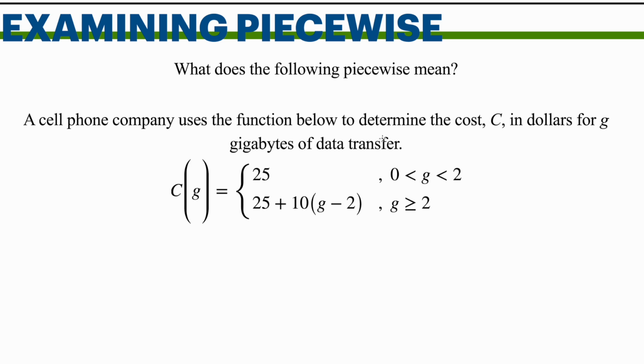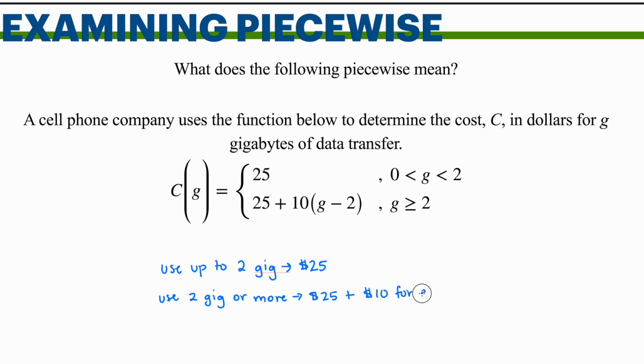So basically it's saying that if you use up to 2 gigabytes, then it's only going to cost $25. If you use 2 gig or more, then it's going to cost $25 plus $10 for each gig over it.